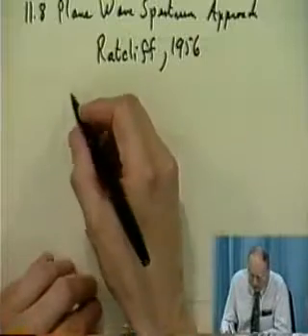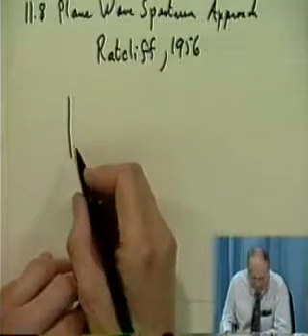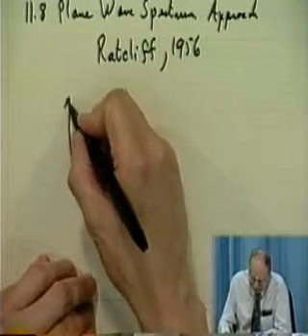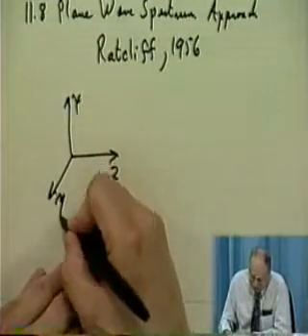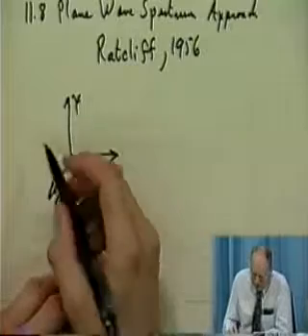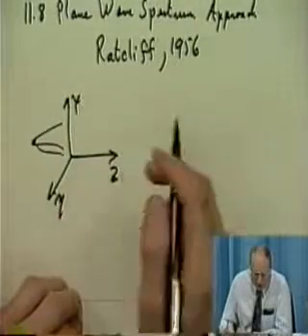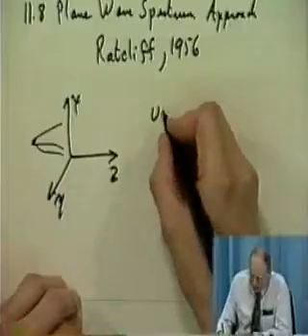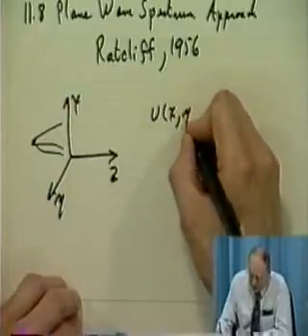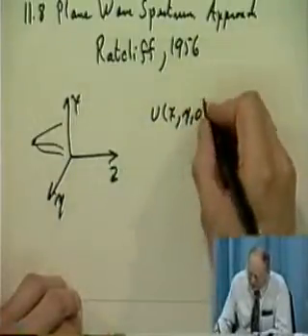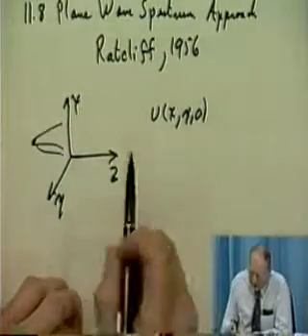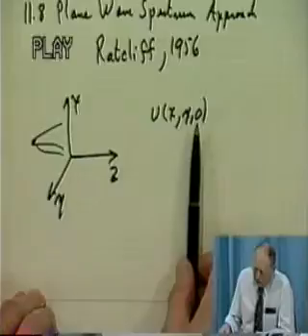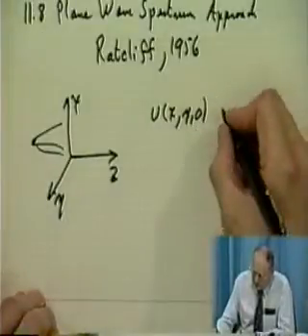So let's start out here. We have x, y, z, and we have some beam propagating along here. And so in this plane, we could write this as u of x, y, and say z equals 0. Okay? And what we want to do is propagate this beam over here some distance, z. And so this is what we have.